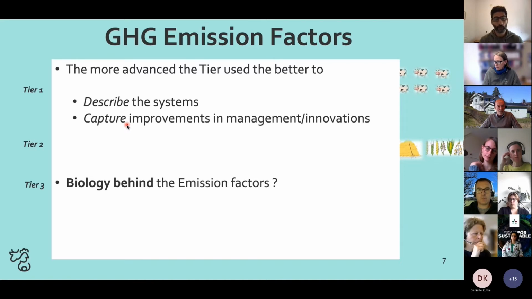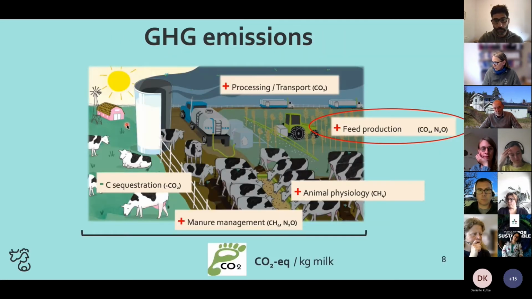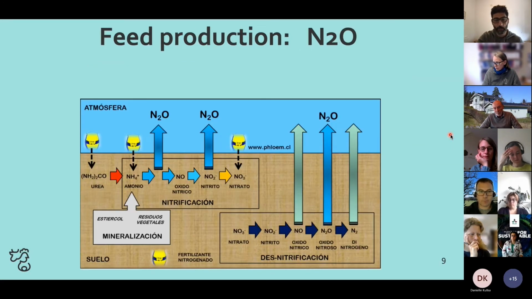But for that, we need to have emission factors that can really capture the peculiarities of the system. And in order to do that, we need to understand the biology which is behind the development of these emission factors. This is basically what I want to do in the next 10-15 minutes with two examples. The first one is around feed production and the emission of nitrous oxide. I'm not an expert on this area, but I thought it was a good way to illustrate the importance of the microbiology or the biology behind these processes.